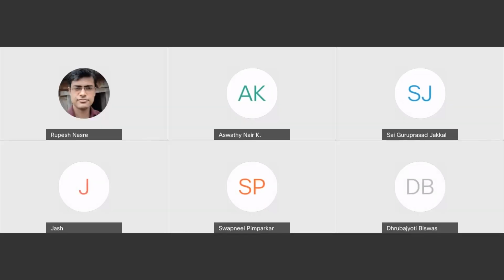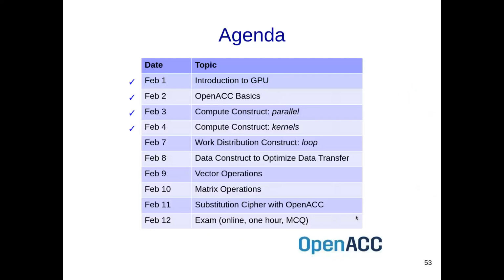This is the fifth lecture of the NSM online course on GPU programming with OpenACC. We looked at a basic introduction to GPUs, then the basic OpenACC execution model. We then looked at specific constructs like parallel and kernels, and today we are going to look at the loop construct, which is a work distribution construct. So let's get started.